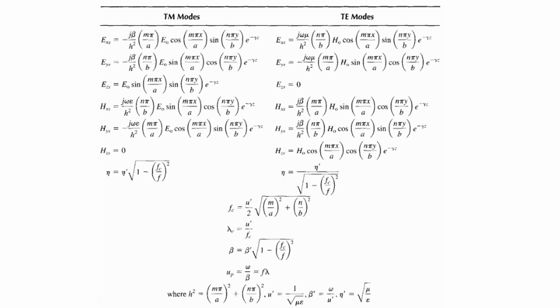Here is the summary for the two different modes, that is TM modes and TE modes. Most of the things are the same: the cutoff frequency you can use the same equations, then the cutoff wavelength, beta the phase constant, the phase velocity, almost all these important things are the same for both. However, definitely the fields, that is the electric and magnetic fields, will vary for both. Just the solutions are very similar. You can go ahead and go through them.